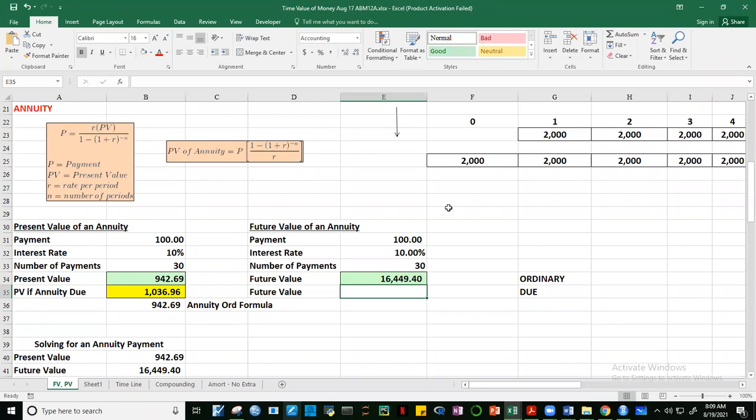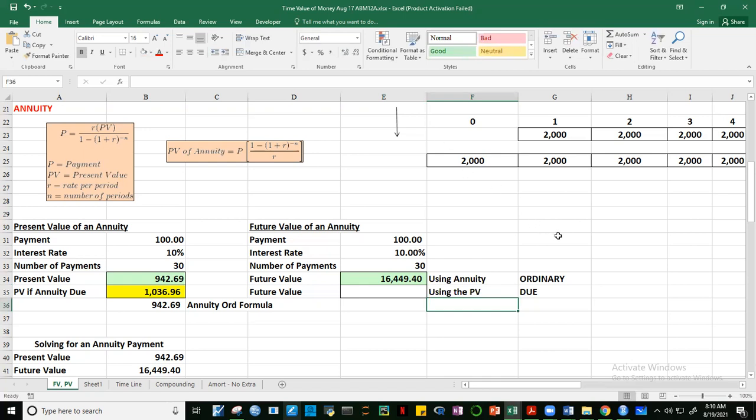Ang question kasi, how much is the future value of 942.69 in 30 years time at a rate of 10%? Any more? Tatatlo pa lang to, guys. I hope others will also respond.